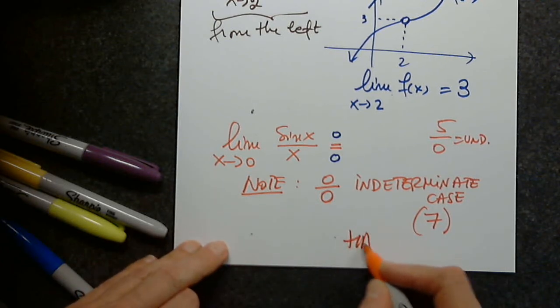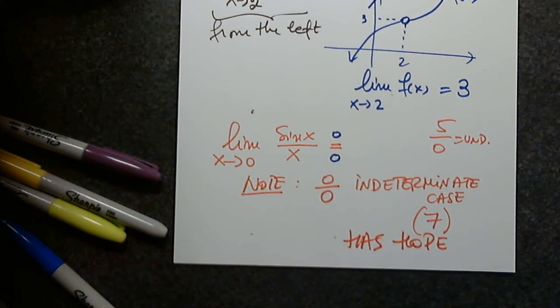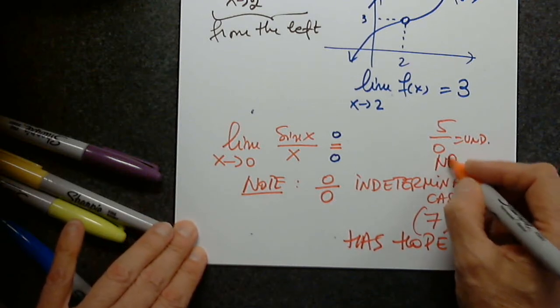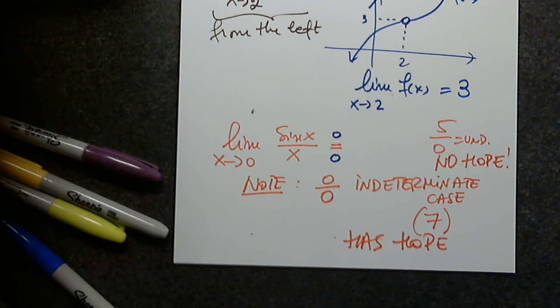Has hope. Hope of the limit to exist. This, never, no hope. This is a terminal situation. 5 or any number other than 0 divided by 0, no one can change. This is it. But 0 over 0 has hope.